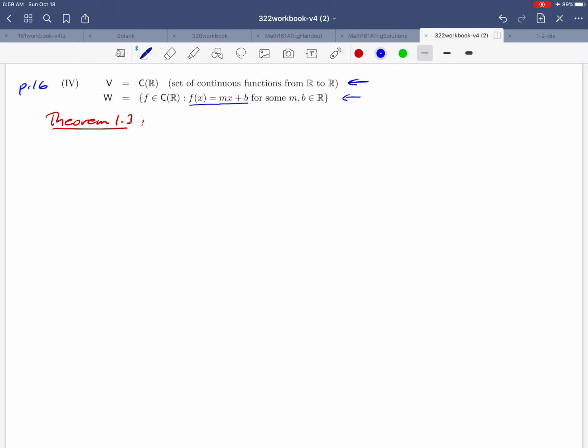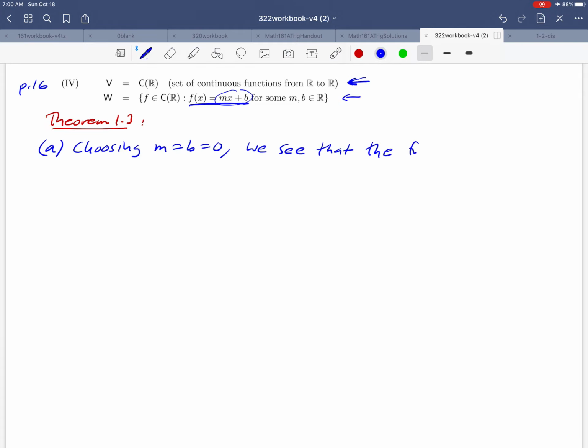Okay, so we'll run down the properties one by one. So starting with the question, is the zero vector contained in this subset W? Well, what is the zero vector in our vector space V? It's just the function f of x equals 0. Notice that we can produce that function by just choosing m and b both to be 0. Okay, so let's make that observation. If we choose m and b both to be 0, this right-hand side collapses to 0, and we get the 0 function.